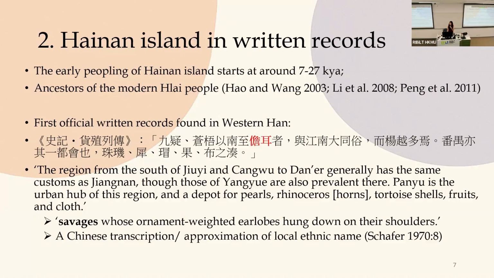So in Sima Qian's 史记, we find a passage in 霍直列传 mentioning a place called Dan'er, which can be identified as today's Hainan by its location and by the description. The name Dan'er initially means carrying ear ornaments, or ears on the shoulders, which highlights the unusual physical characteristics of the indigenous people in the eyes of the Han people at the time. It is also possible that this is a Chinese transcription of a local ethnic word. And you can see they're called savages with a very exotic appearance.